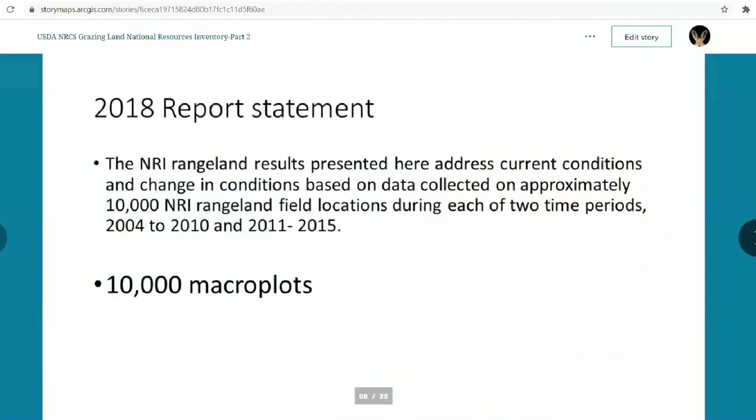So the NRI results presented here address current conditions and changing condition based on data collected on approximately 10,000 rangeland macroplots during each of 2 time periods, 2004 to 2010 and 2011 to 2015. The report summarizes the differences in the time periods by contrast.